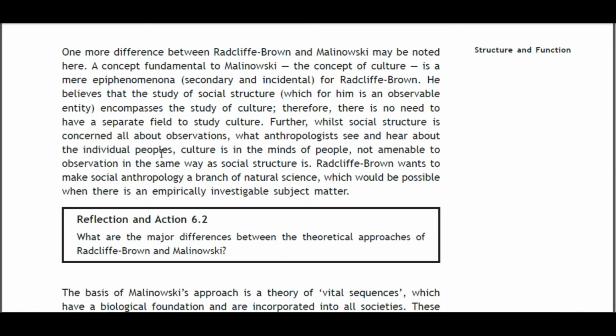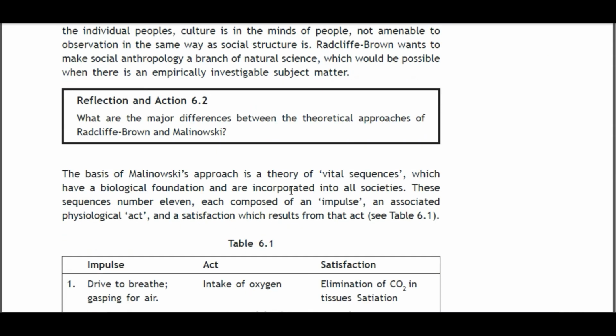whilst social structure is concerned all about observation, what anthropologists see and hear, the individual people's culture is in the minds of people, not amenable to observation in the same way as social structure. That is, Radcliffe-Brown. So Radcliffe-Brown wants to make social anthropology a branch of natural science, which should be possible when there is an empirically investigatable subject matter. Reflection and action.